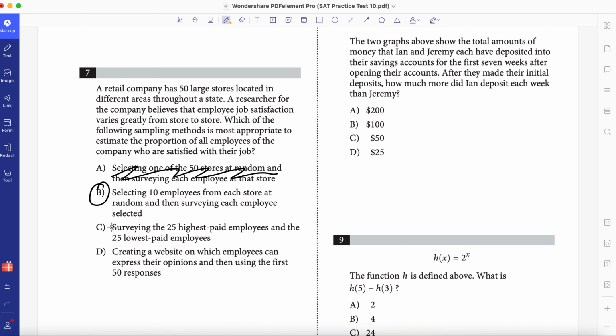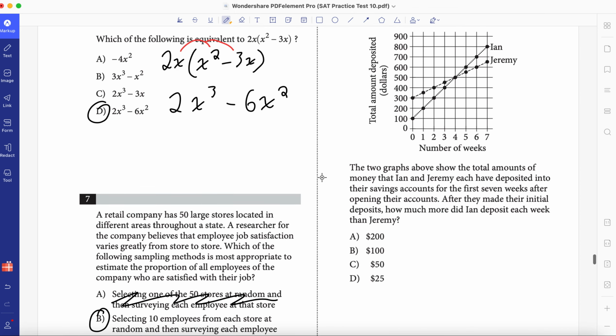So let's go to C and D just to show why these are incorrect. Surveying the 25 highest paid employees and the 25 lowest paid employees. This is incorrect because the 25 highest paid are very, very likely to be satisfied with the job, and the 25 lowest paid are very likely to not be satisfied. So this really doesn't give us a gauge of the average worker. And then creating a website on which employees can express their opinions and then using the first 50 responses. This is incorrect because sampling-wise, you don't take the first 50 responses. You need to ensure that it's randomized and it properly reflects your sample group. So that would be B.